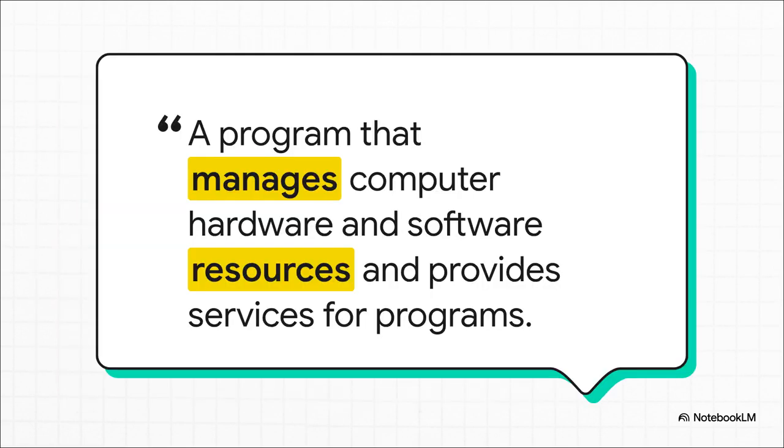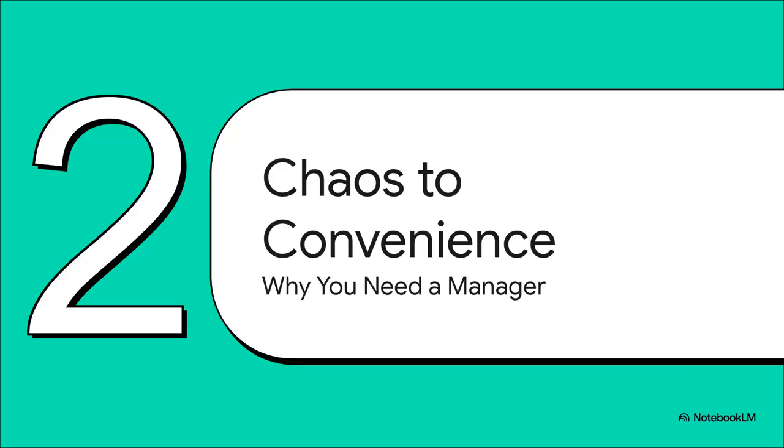Now here's a more official textbook definition. And what's really interesting is that the key word here is manages. The OS isn't just a simple translator, it's a full-blown resource manager. It's in charge of absolutely everything, making sure all the different parts, your keyboard, your screen, your apps, all play nicely together.